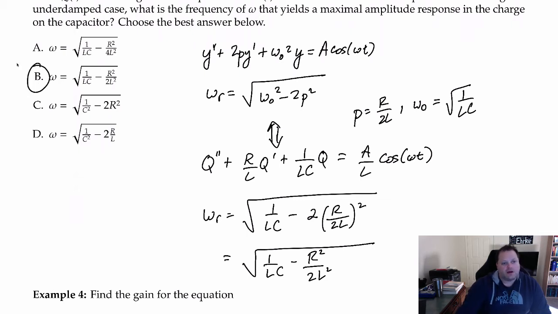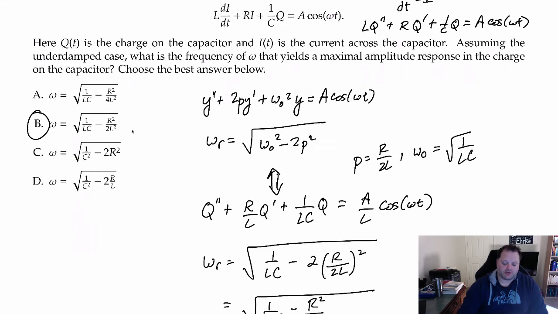So the frequency with which the incoming voltage is alternating, if it hits this value, will give the largest response in terms of charge, the largest maximal charge on the capacitor for this particular circuit.